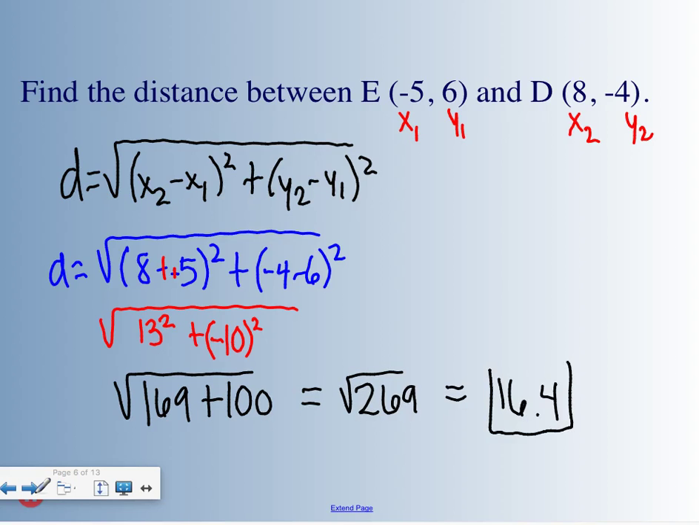You guys like 16.4-ish? Sweet. So that is the distance formula. What do you use that to find? Distance between 2 points, which would be the hypotenuse of your right triangle. Good deal.